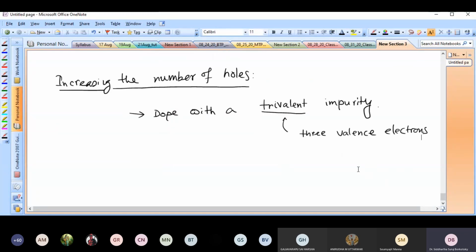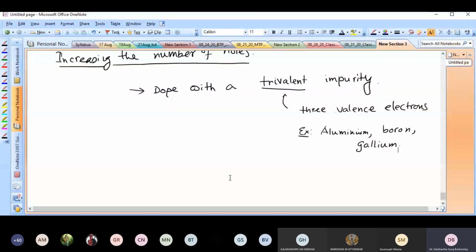Now what happens? First of all, what are the examples? So examples are your aluminum, then boron, gallium. So these are your trivalent impurities. So these impurities have 3 valence electrons. So what happens when you try to add 3 valence electrons?